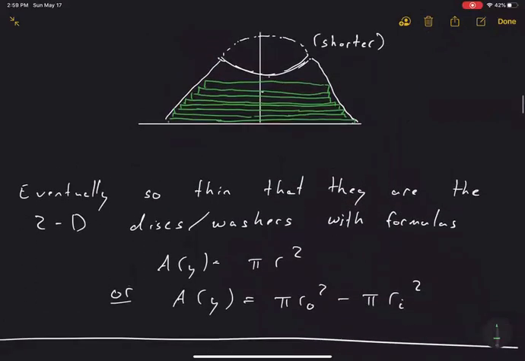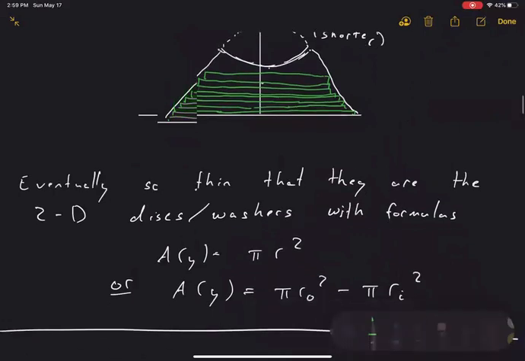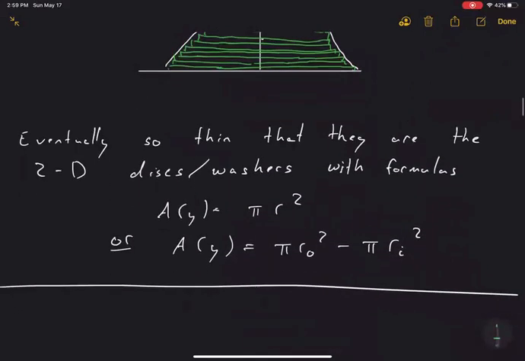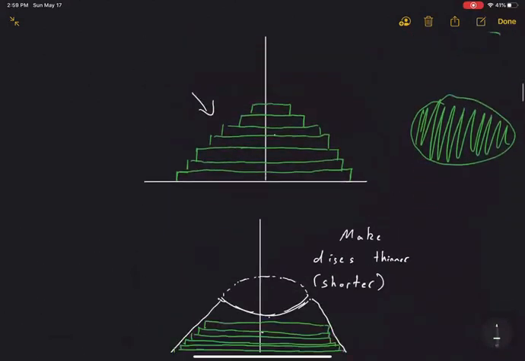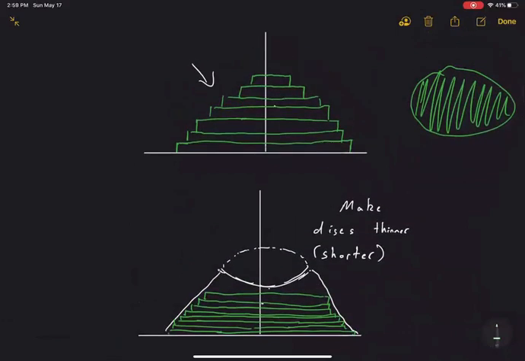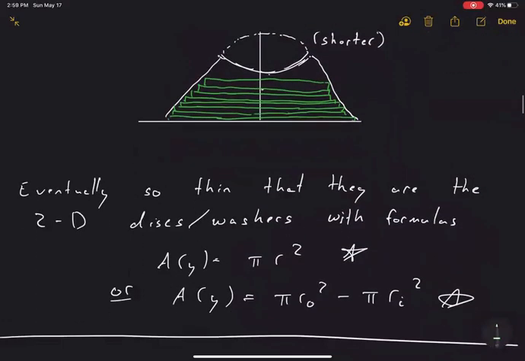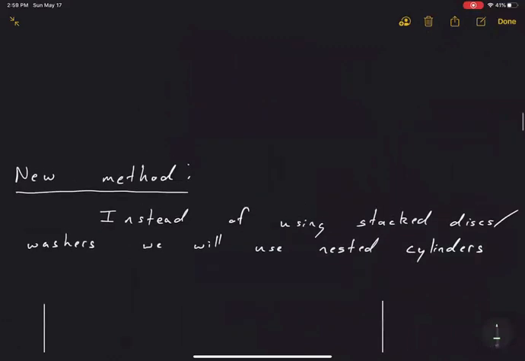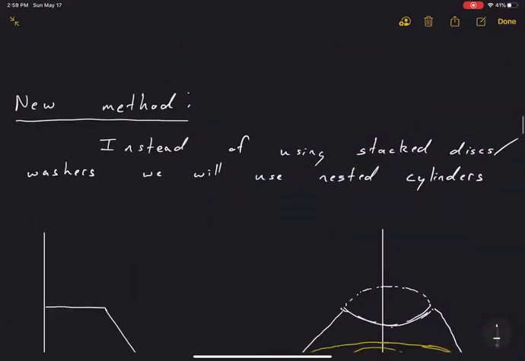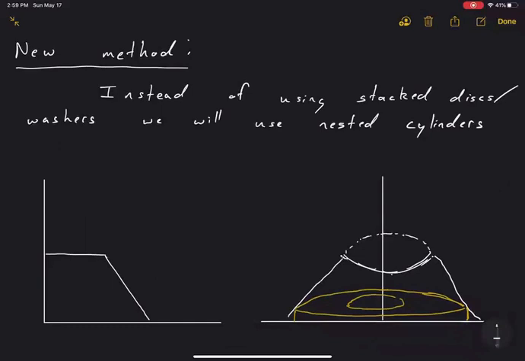And what are the areas of these discs and washers? Well, we know they have these formulas. This is for disc and this is for washer. So that's the idea behind what we were doing in the previous section. We were taking these slabs and making them thinner, and then we got to these 2D discs and washers. So that's where that method came from. But as we've seen, this method's got some problems. So let's develop a new method.